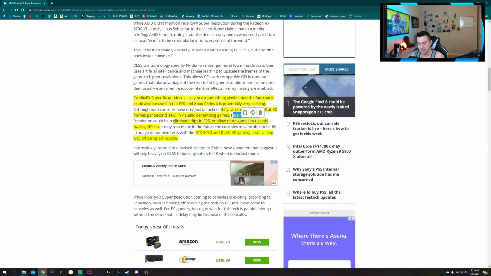But this is a very true statement in this sentence, and also incredibly exciting. FidelityFX Super Res could help eliminate dips in frame rate or allow more games to use ray tracing effects. So I think this is a huge benefit for the consoles running these AMD CPUs, GPUs, or APUs, because they, again, are going to be able to implement ray tracing into more titles, which, by the way, ray tracing looks phenomenal on the titles that I have tested thus far on the PS5. For example, Spider-Man Remastered and the Miles Morales DLC add-on.